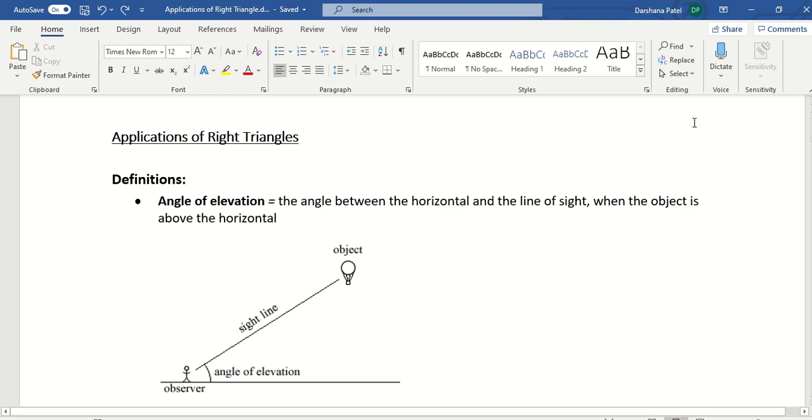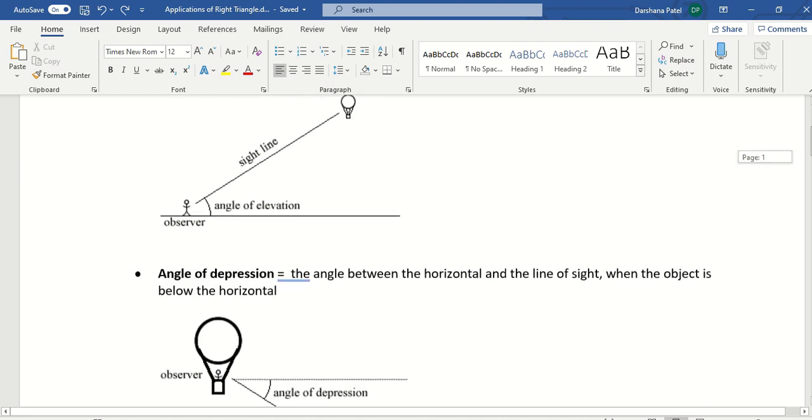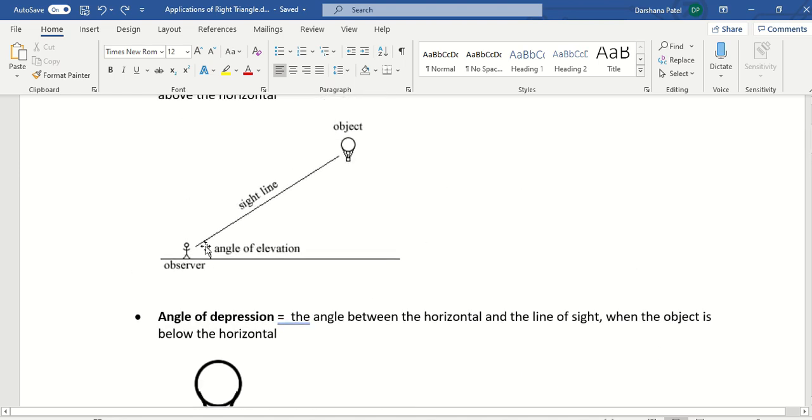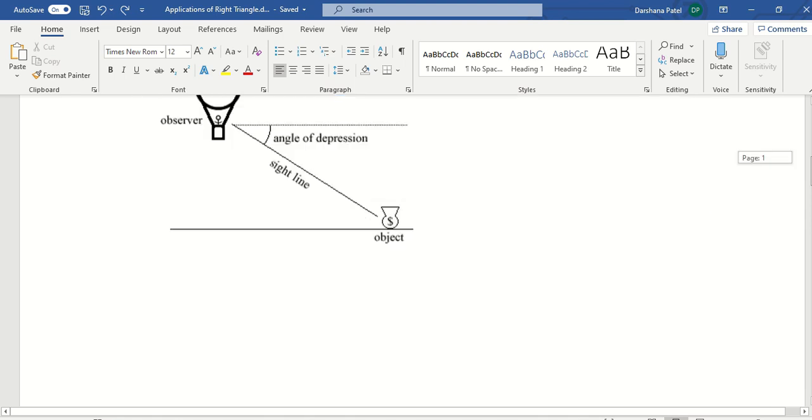Angle of depression then is basically if the observer is up here and he or she is observing something on the ground, the angle it makes with his eye and the sight line will then be the angle of depression. So this is the angle of depression and this is the angle of elevation. Elevation is when you are on the ground looking up at something. Depression is when you are up and looking down at something on the ground, for example. Let's look at some examples.